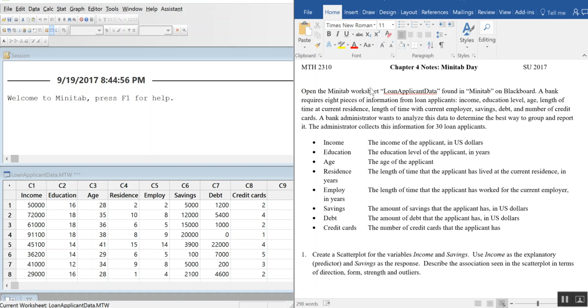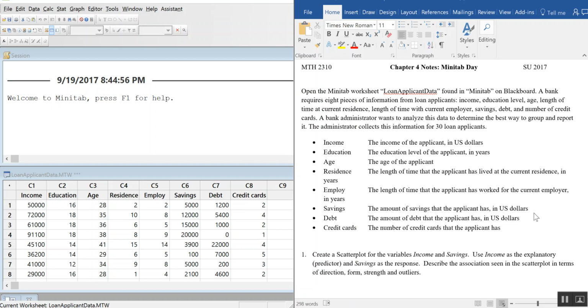I am going to be talking today about the Chapter 4 Minitab Day Notes, which you can find in your Minitab folder, and you will see opened here. I also have the loan application data that it mentions opened on the left side of your screen in Minitab 17. And in this description that you see in the Word document that goes along with this data, you have all the metadata or the description of what our data is in here.